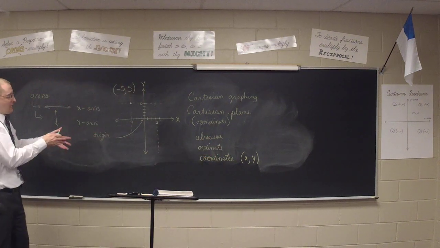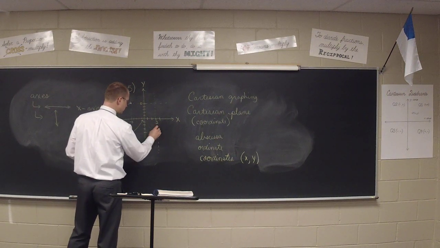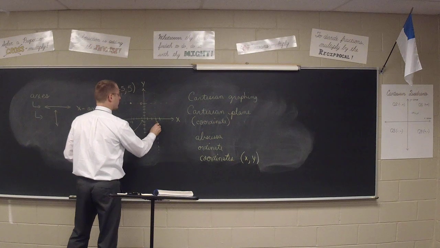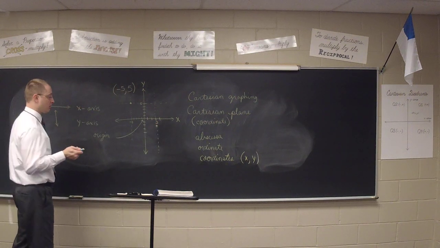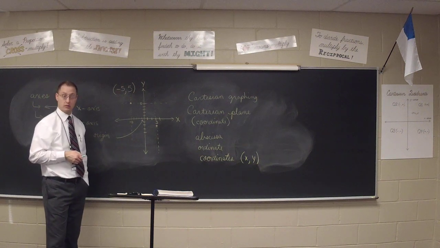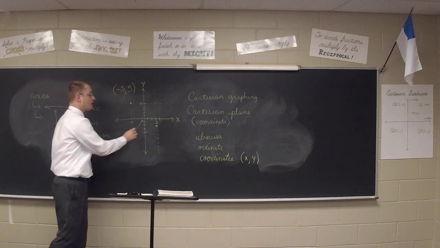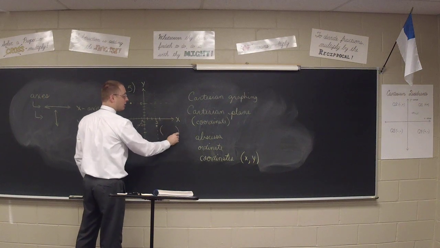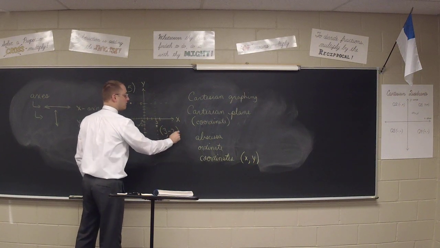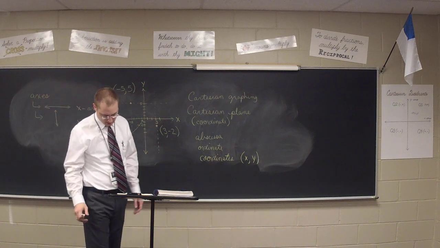But anyway, coordinates. That is a very similar idea. It's just telling the x value and the y value. So if I were to pick this point here, what would be the abscissa of that point, class? 3. That's the x value. What's the ordinate of the point? -2. So the coordinates would be (3, -2). Make sense? Just put the abscissa with the ordinate to get the coordinates.